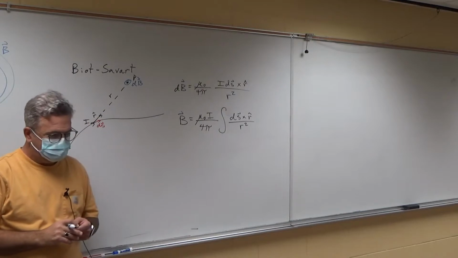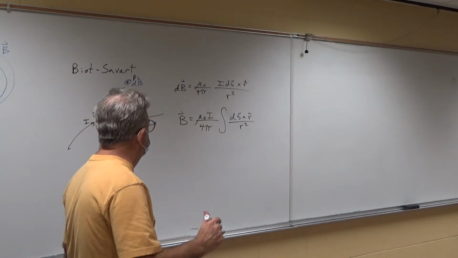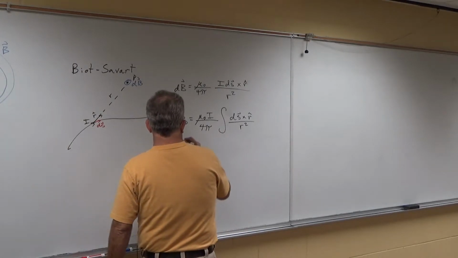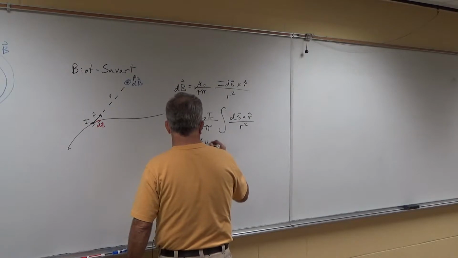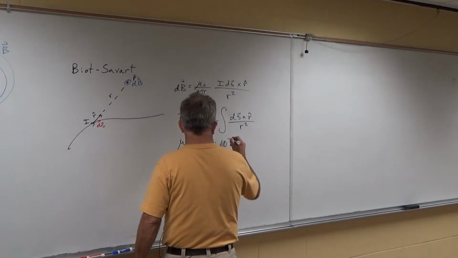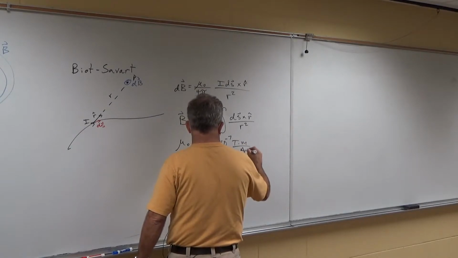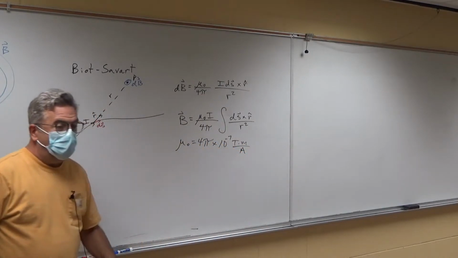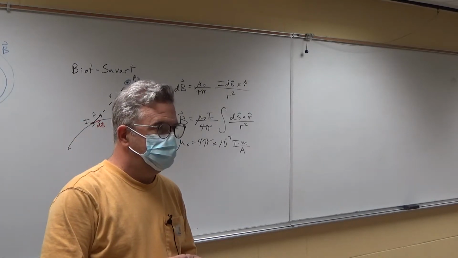Okay, that's it. Where mu naught is equal to 4 pi times 10 to the negative 7 Tesla meter per amp. Mu naught is a fundamental constant. It's called the permeability of free space.